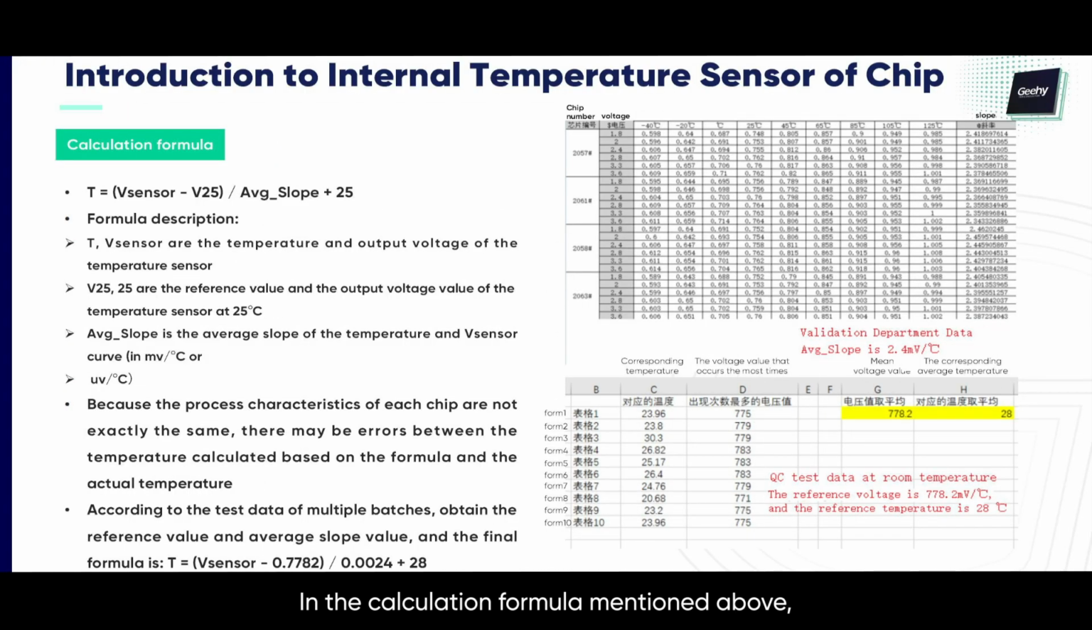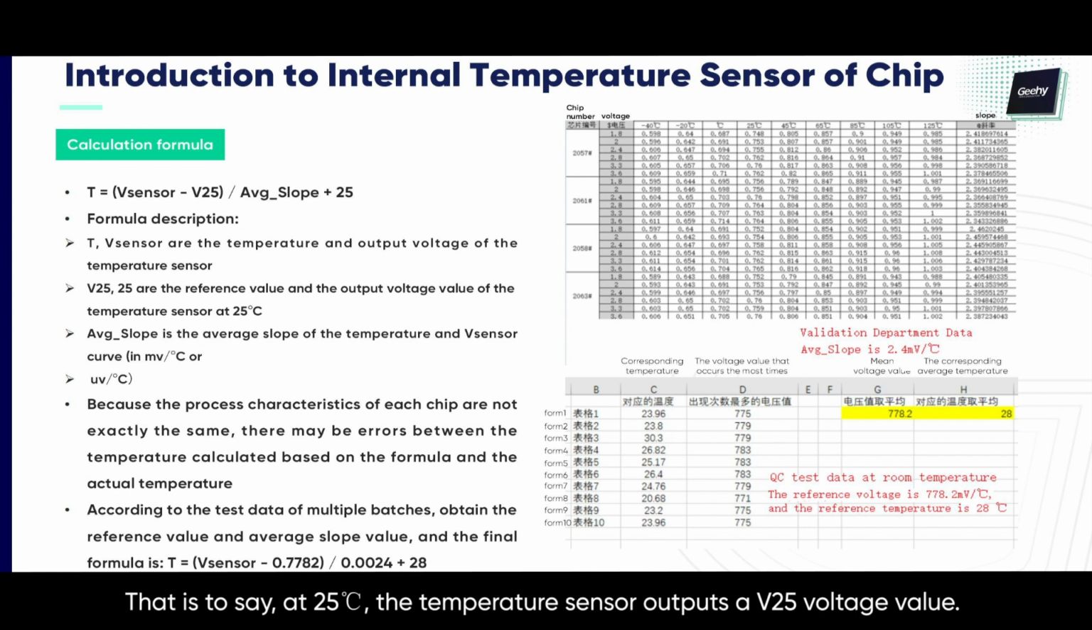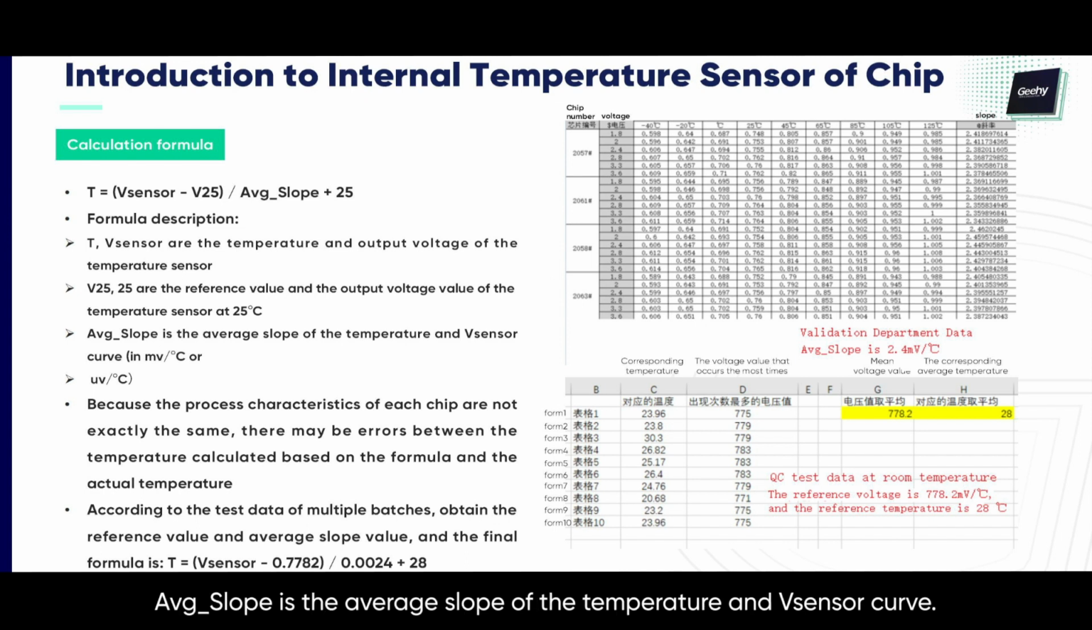In the calculation formula mentioned above, T and V sensor are the temperature measured by the temperature sensor and the voltage output by it. V25 and 25 below are reference values. That is to say, at 25 degrees Celsius, the temperature sensor outputs a V25 voltage value. Avg slope is the average slope of the temperature and sensor curve.